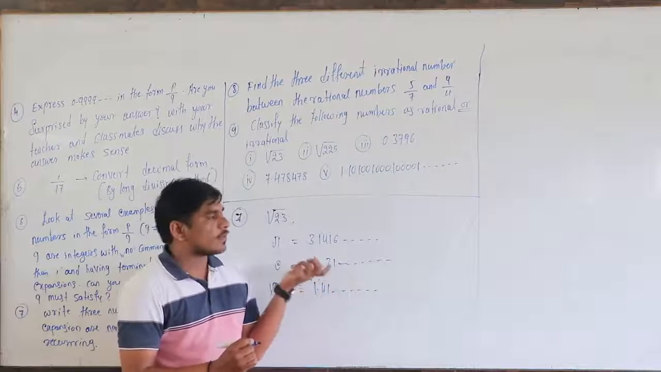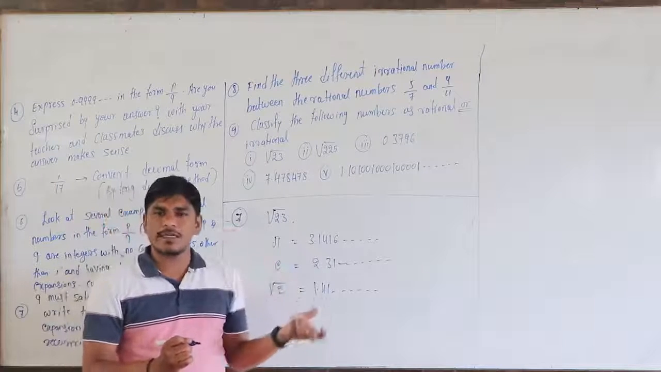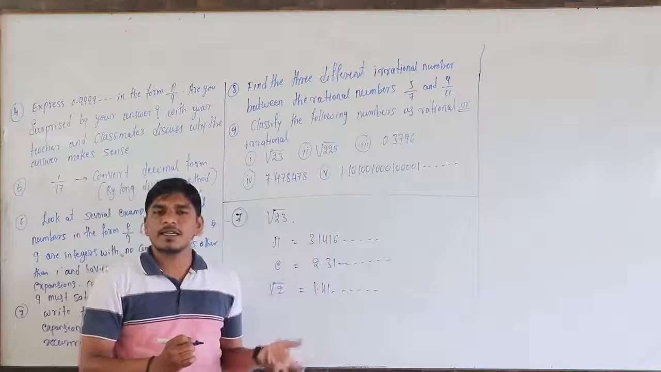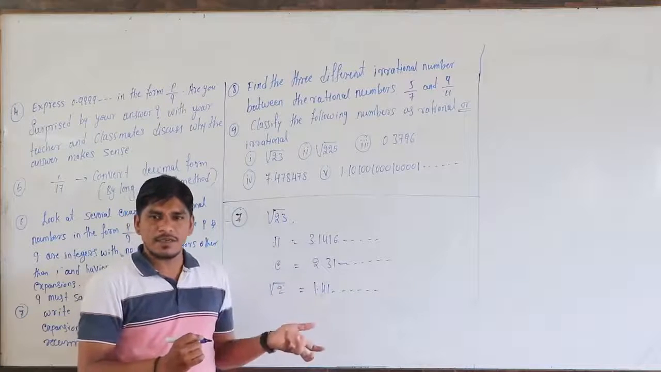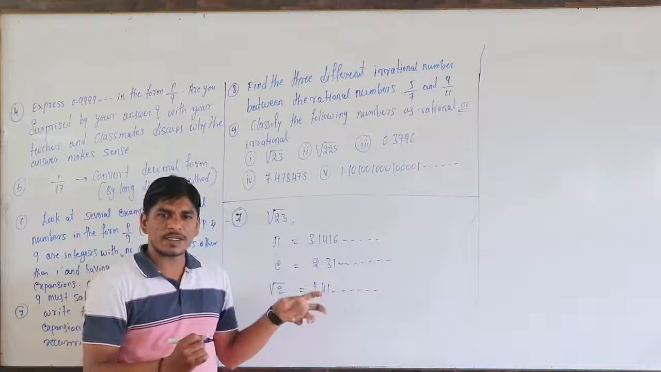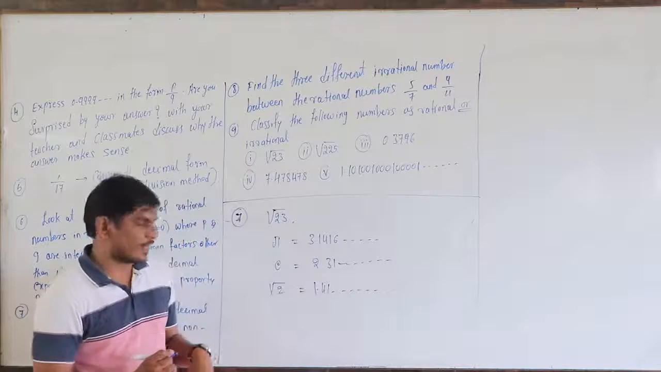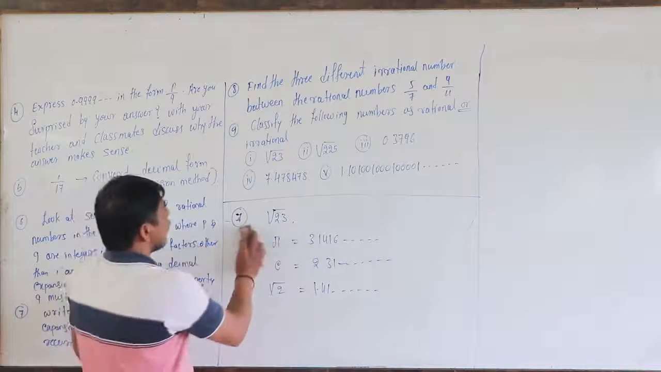Now, first you have to understand what non-terminating and non-recurring means. Non-terminating and non-recurring means the given numbers are not completely divisible and not repeating. This type of numbers are called non-terminating and non-recurring. That's why. And the next question is the 8th question.